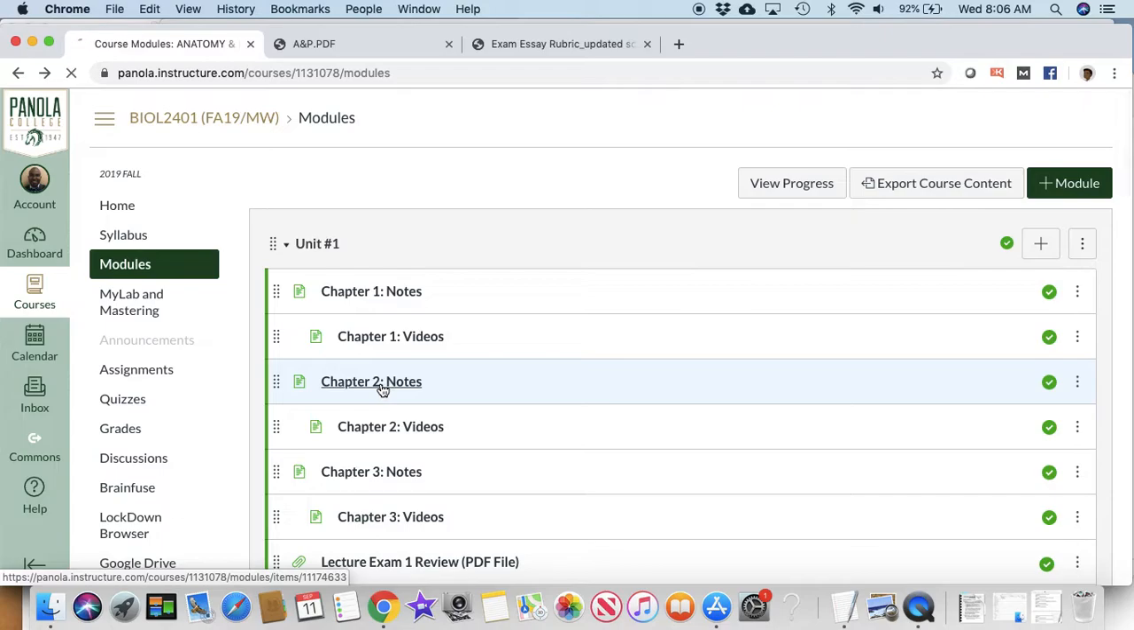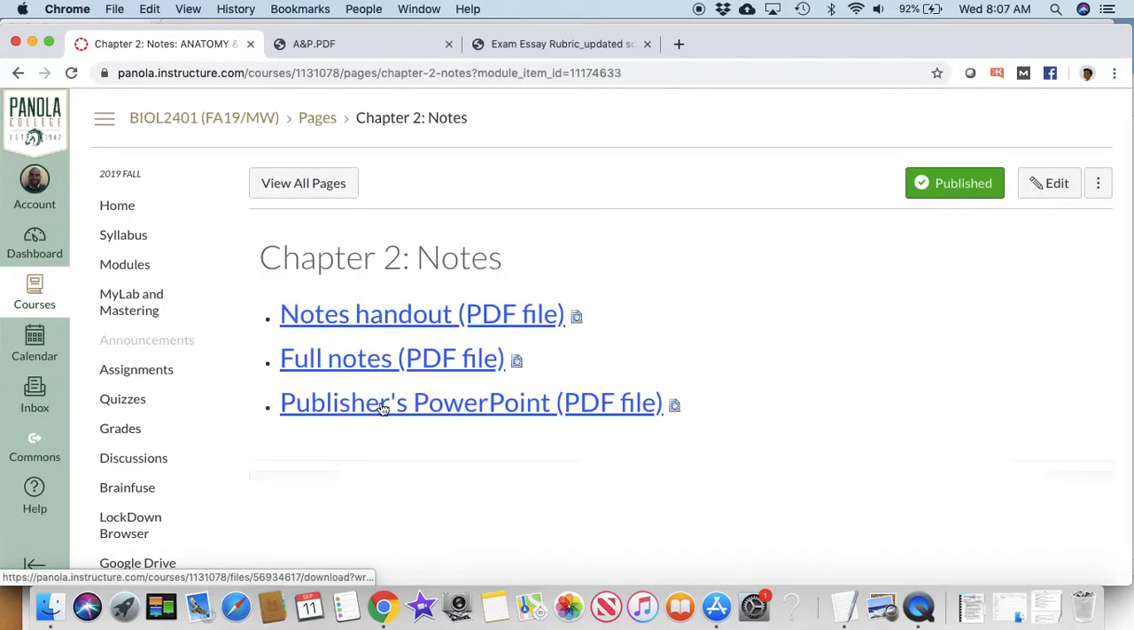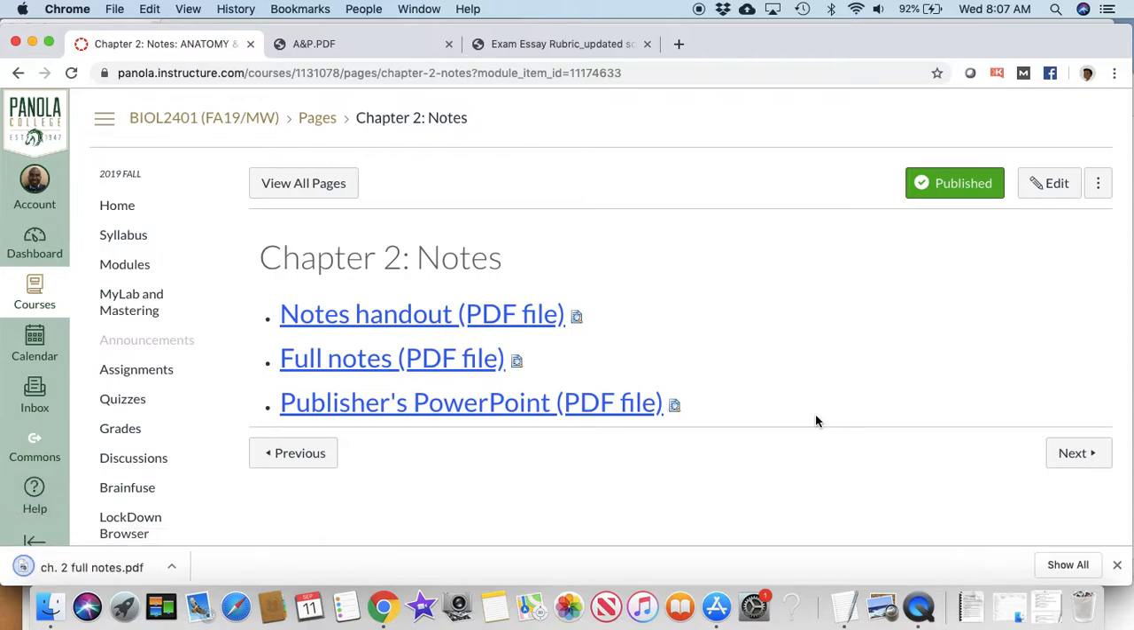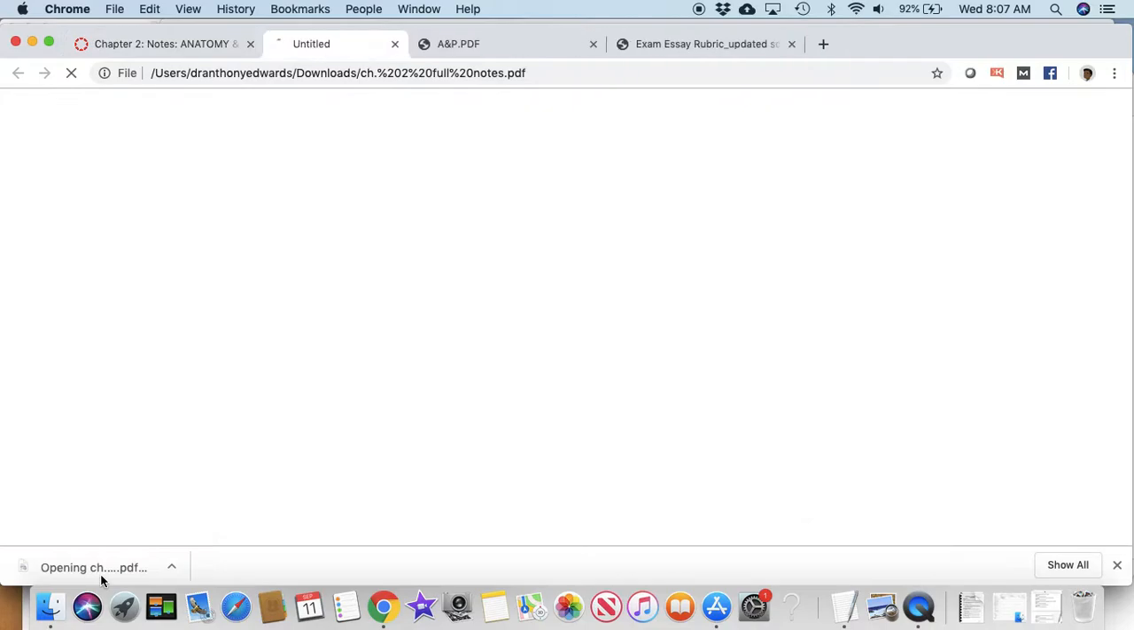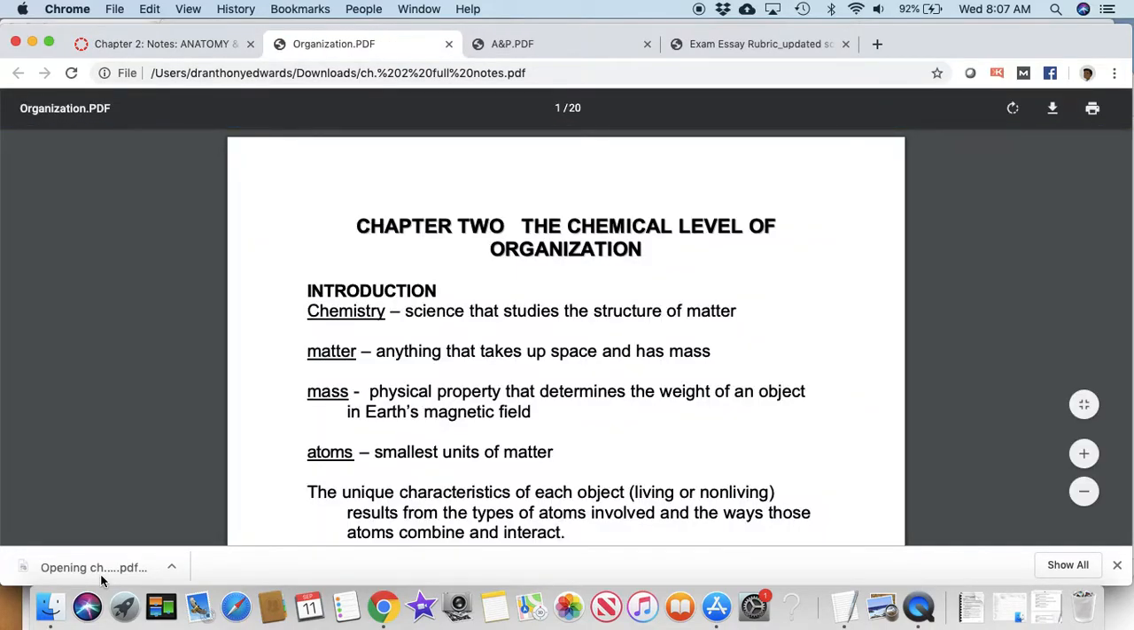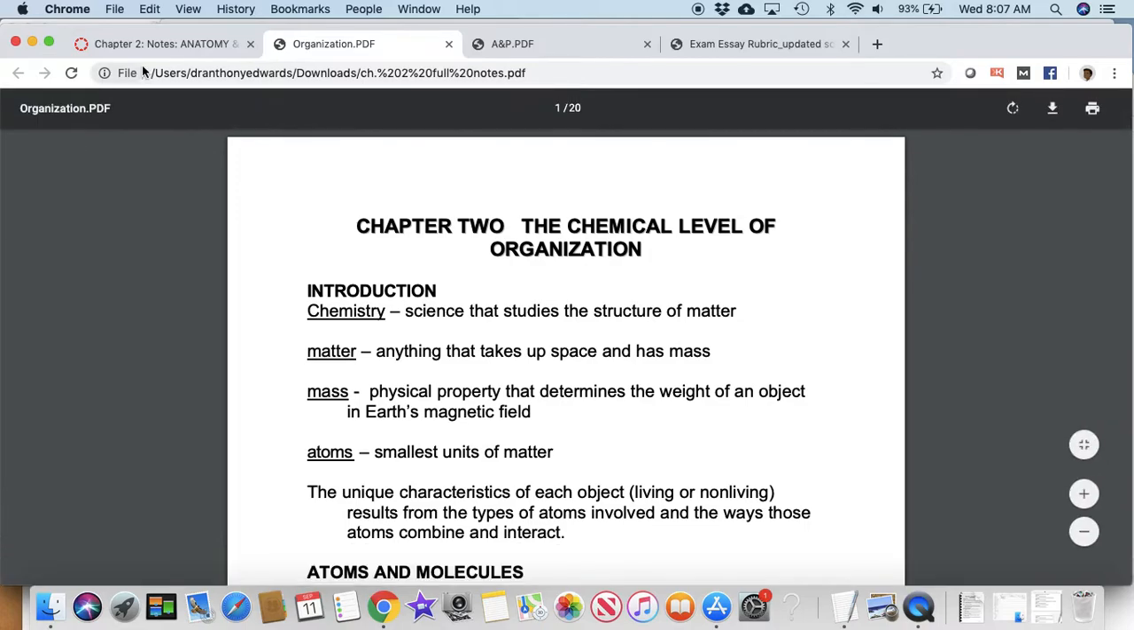So in chapter 2, you'll want to know the definitions of chemistry, proton, neuron, and electron. So that's definitely, in terms of fill in the blank, what you'll want to know there.